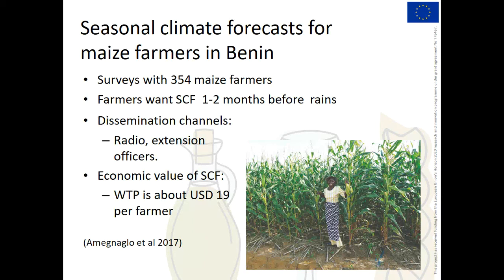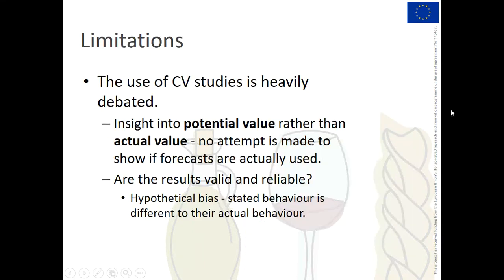And I think this is really interesting, because with this type of information, you can make a really clear evidence-based case for implementing a very specific type of seasonal climate forecast that's been tailored to these farmers' needs, and you know how much they'd be willing to pay for this as well. So contingent valuation studies can be really useful.